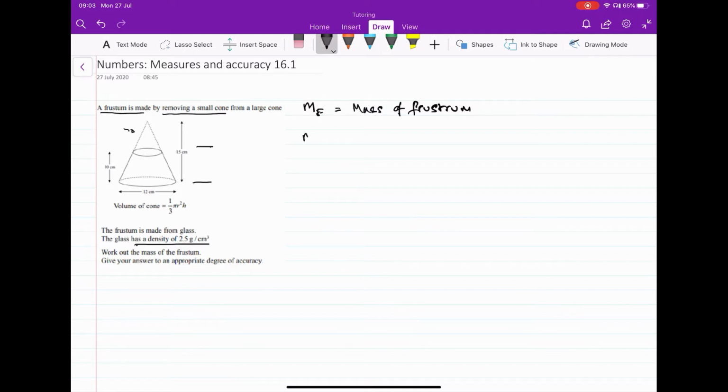So the mass of the frustum has got to be equal to the mass of the whole large cone minus the mass of the small cone. And I think we've really got started now, but again, we've now listed two more variables that we haven't described, so we must explain what those are. So we must say that ML equals the mass of the large cone, and that MS equals the mass of the small cone.